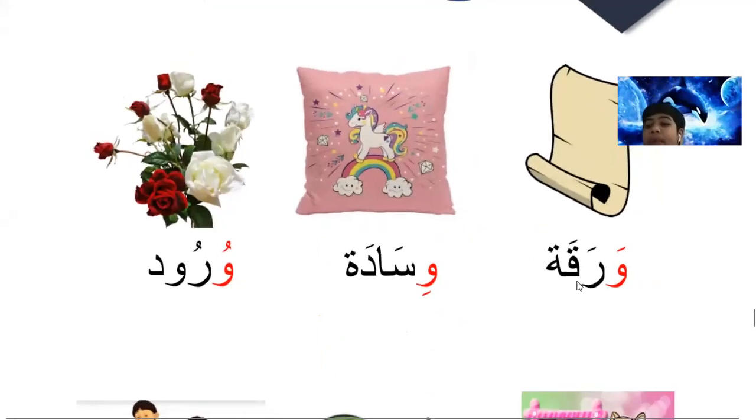Waraka. Waraka. Paper. Wisada. The answer, the thing that I was thinking of, is pillow. Yes. Wurud. Roses. Okay.